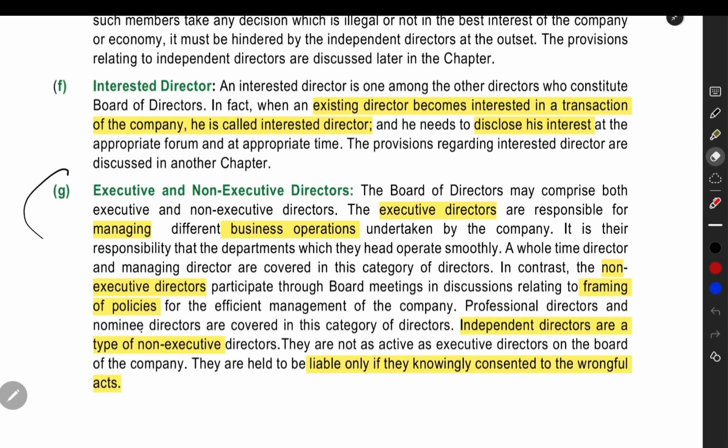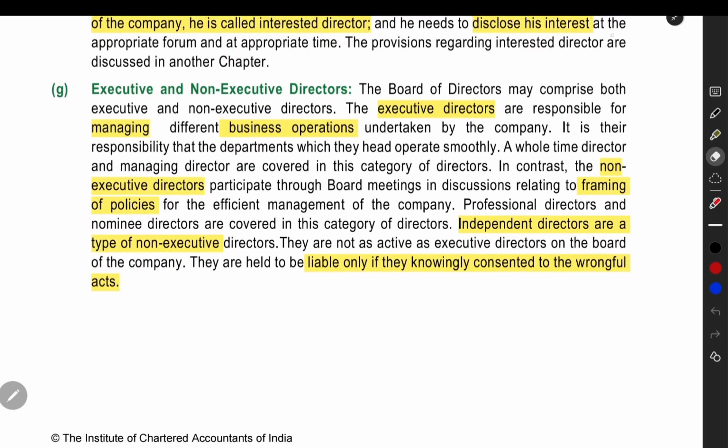And then executive and non-executive directors. We have two types, executive and non-executive. Executive directors are the directors who do all the work in the company. They will be the ones who will be implementing all the things in the company, like new projects, and they will be bringing up new projects. They will be supervising the sales, marketing, everything. All the things will be done by them.